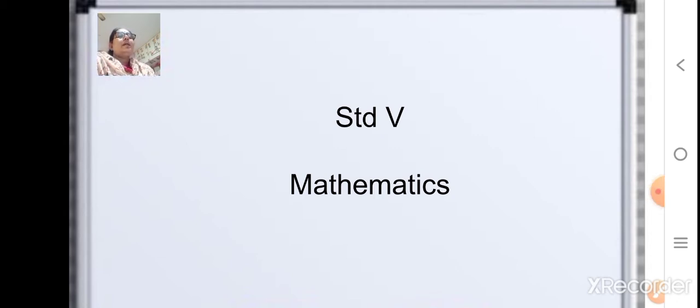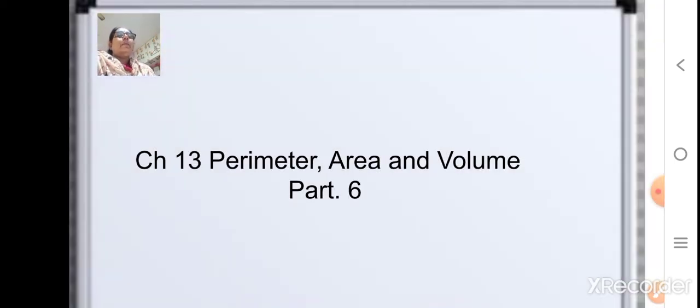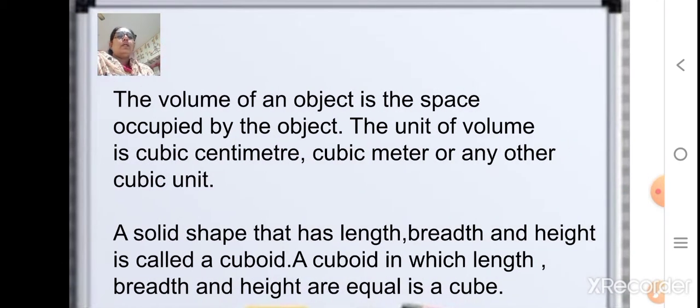Now, children, in the last class, we have already studied how to solve word problems on perimeter and area. Correct? So, today in part 6, we'll learn about volume. Now, before we start with volume, let us understand what volume is.